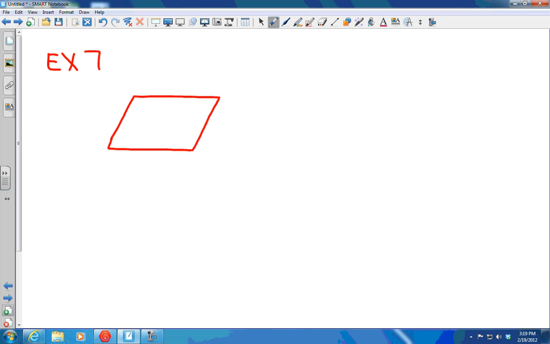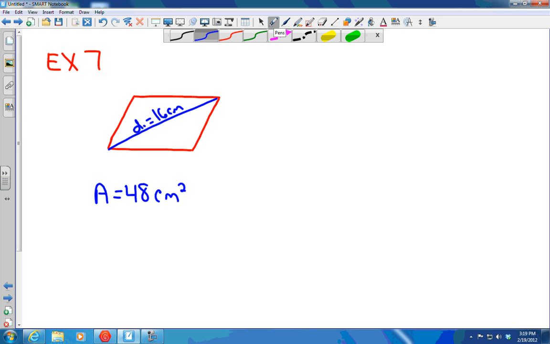And if I have my rhombus, let's say I already know the area of my rhombus. Let's say my rhombus is 48 centimeters squared. And let's say I know one of the diagonals. Let's say this diagonal, diagonal 1, is 16 centimeters. And they want diagonal 2, which would be this other diagonal here. They want this diagonal, diagonal 2.